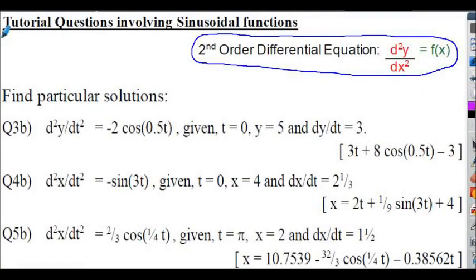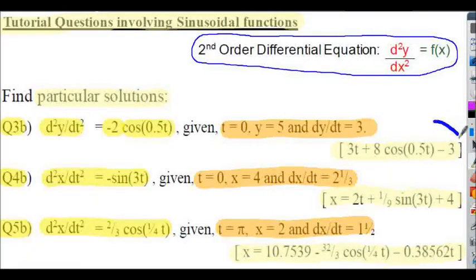And here are some second order differential equation questions involving sinusoidal functions, but this time we have to find the particular solutions. You can develop your solutions to these questions at your own pace. Again, the answers are shown in the square brackets on the right hand side. Note the full solution to question 3b is shown on the following slides.